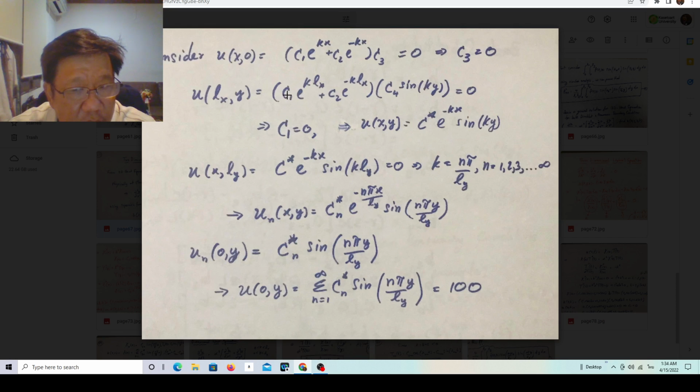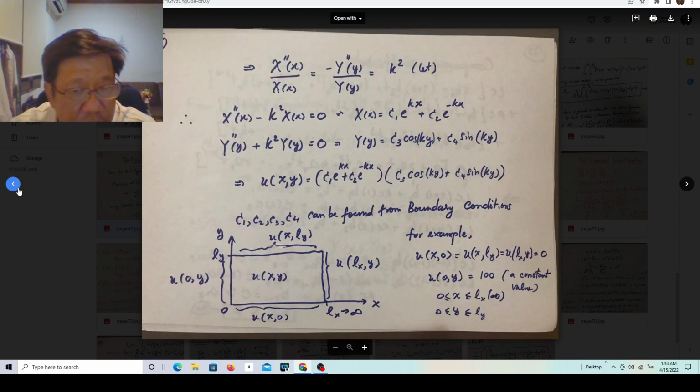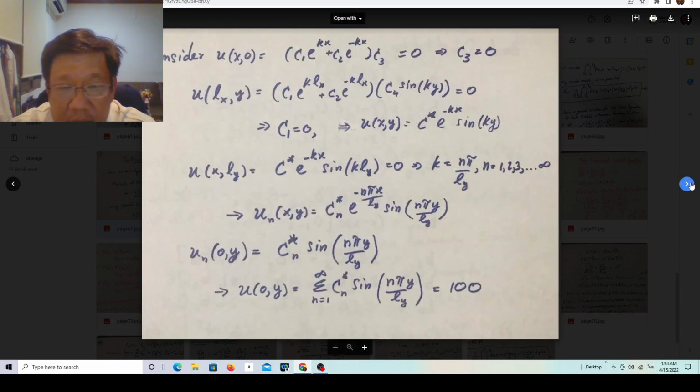So when c sub 1 is 0, the remaining term of u of x, y is, you can look at here, when c sub 1 is 0 and c sub 4 is 0, the remaining term will become this.